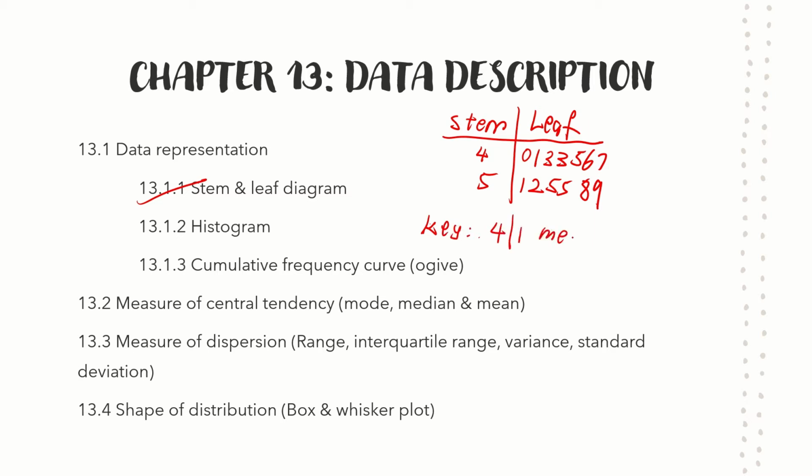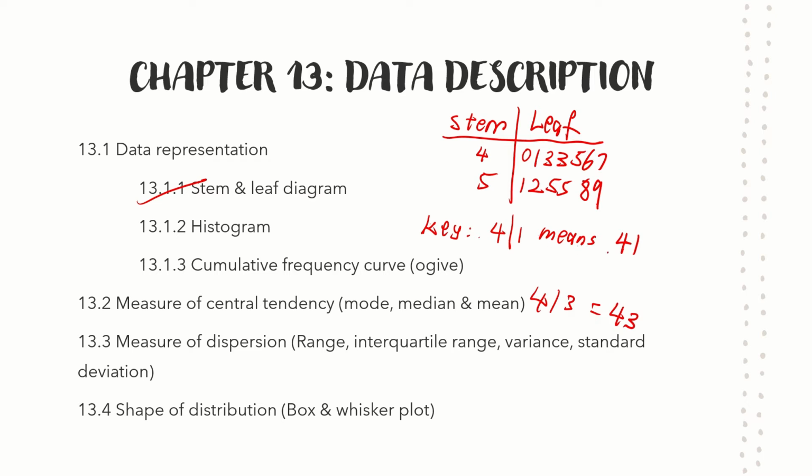4/1 means 41. This is the definition of the stem-leaf diagram. This means that 4/1 means it is 41. So 4/3 equals 43. Okay, this is the definition. You must take the definition, or the question will have the definition.